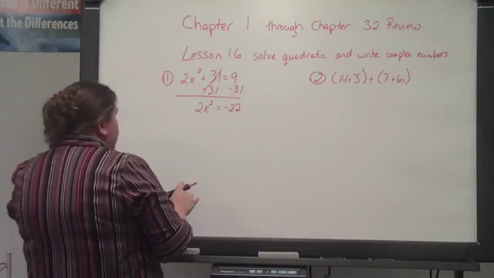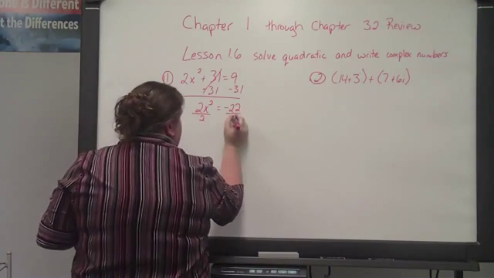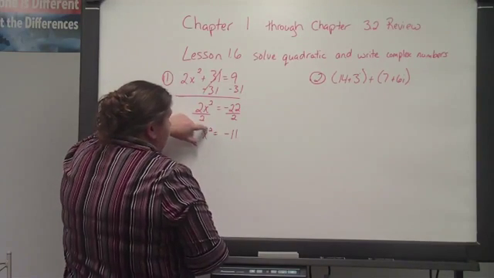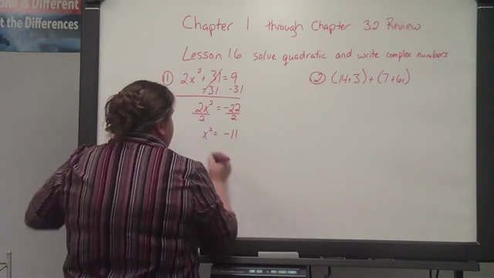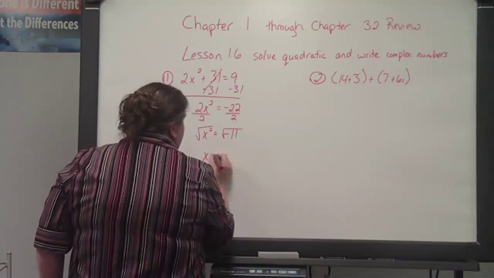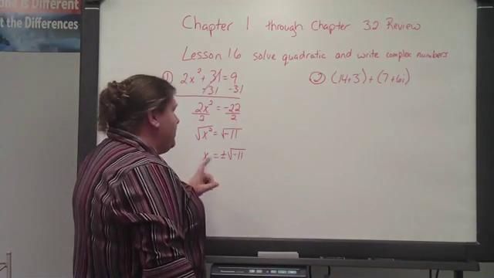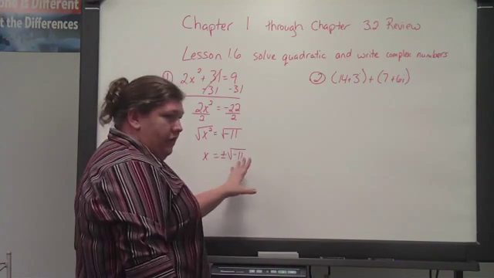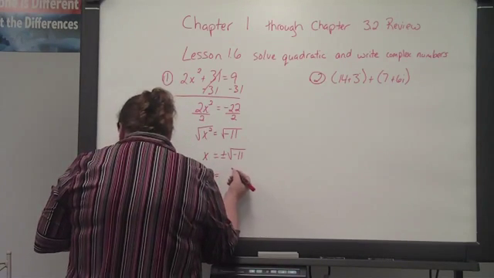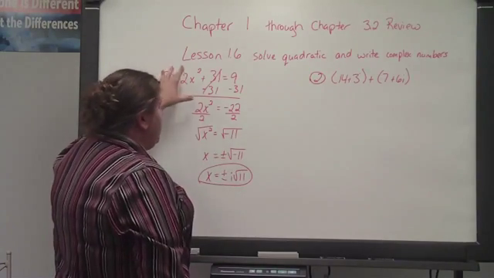Now the next thing I want to do is go ahead and get rid of my 2 that's attached to the x. So again, the opposite of multiplication is division. So I'm going to divide by 2 and divide by 2. So I have x squared equals a negative 11. The last thing I want to do is get rid of my squared, which means I'm going to have to square root both sides. But when I square root both sides, because it's an even power, we have to write it as a plus or minus the square root of a negative 11. Now I see that my x is by itself, but I have a negative inside my radical sign, which cannot be. And so to get rid of this negative sign, we have to write it with an i. So x equals plus or minus i square root of 11. And that is solving this quadratic.